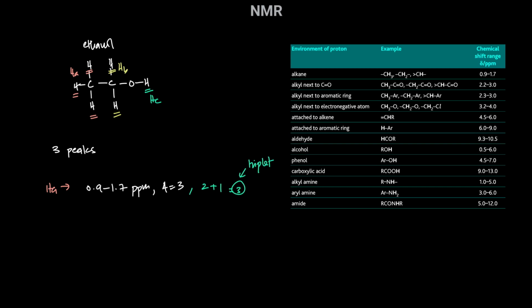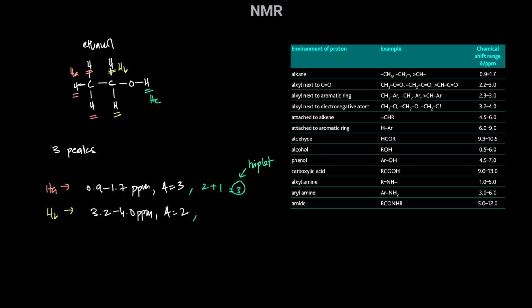If you look at HB, it will shift in the range 3.2 to 4 parts per million. So it's a hydrogen on a carbon that's bonded to an oxygen, single bonded to an oxygen, so it will shift in the range 3.2 to 4 parts per million. The relative area for this proton will be 2 because we have 2 protons in this chemical environment, right? And the splitting pattern will be a quartet.